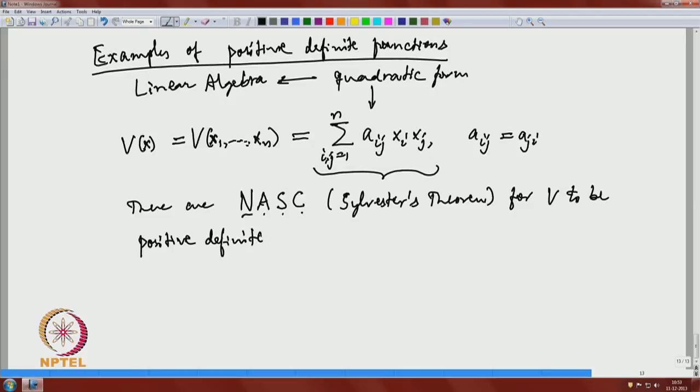So these are an important class of quadratic positive definite functions, and for a given system we have to choose a suitable quadratic form. Of course, not all the time will these quadratic forms work. Sometimes we have to even take higher order polynomials, but in many cases just these quadratic forms will suffice, and we will see some examples in the next class. Okay. So we will discuss examples of positive definite functions, Lyapunov functions and other things in the next class. Thank you.